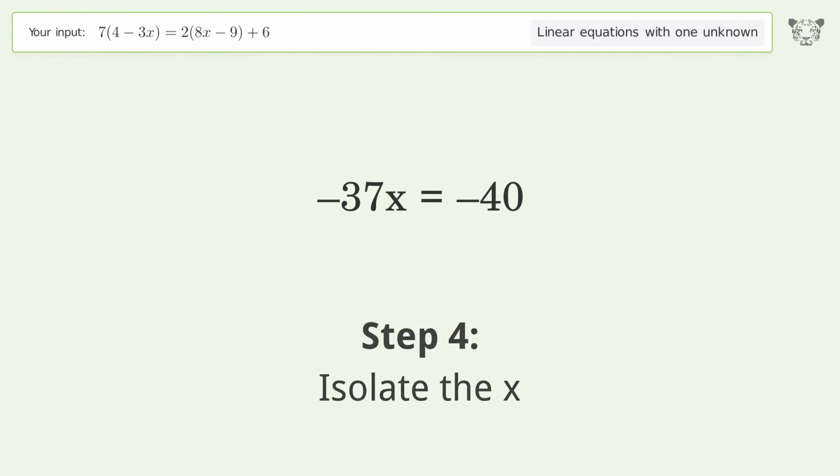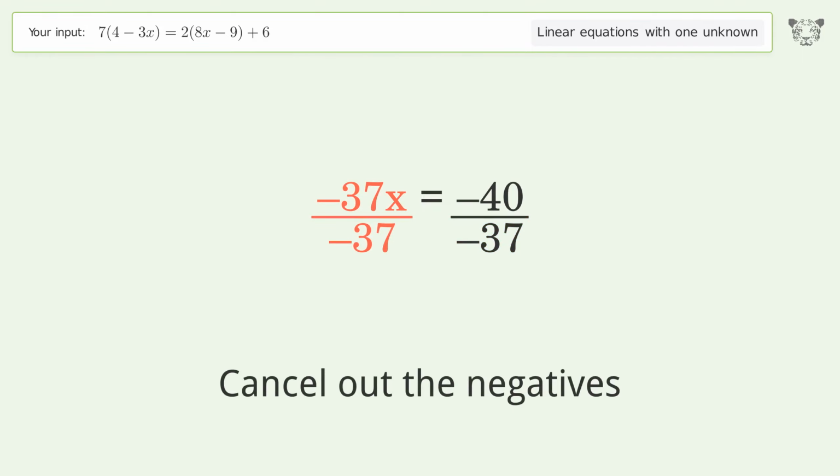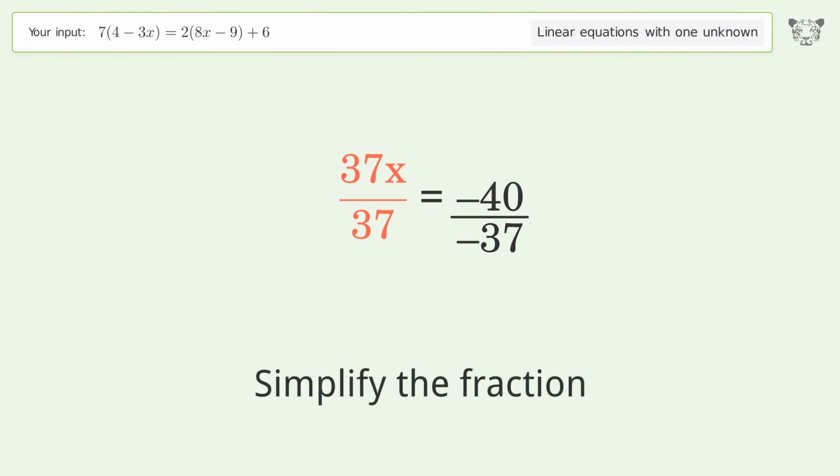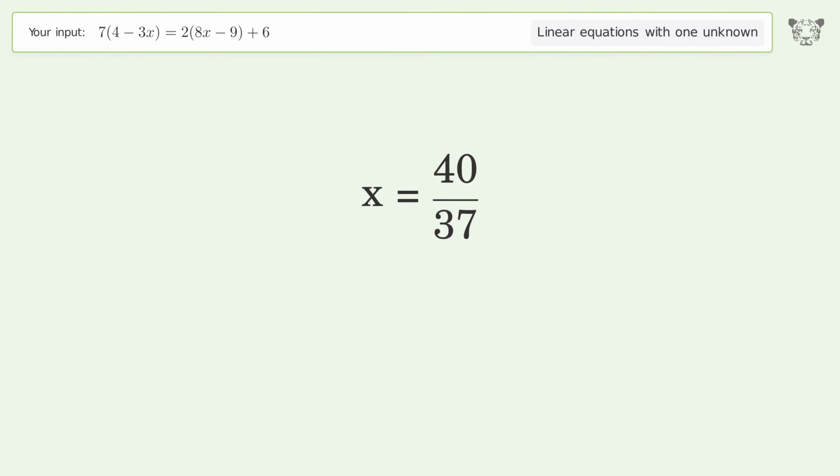Isolate the x. Divide both sides by -37. Cancel out the negatives. Simplify the fraction. Cancel out the negatives. And so the final result is x equals 40/37.